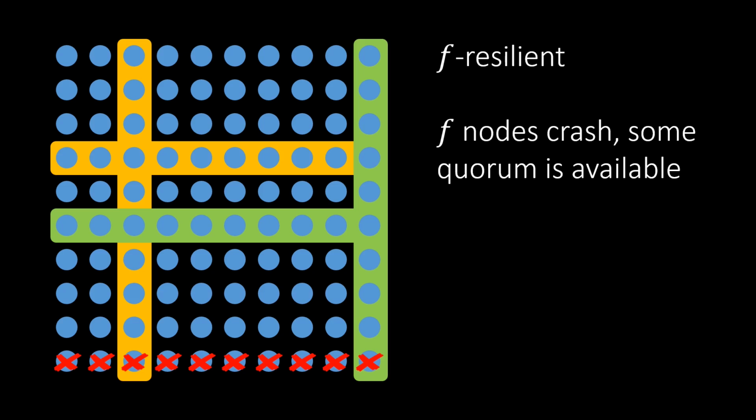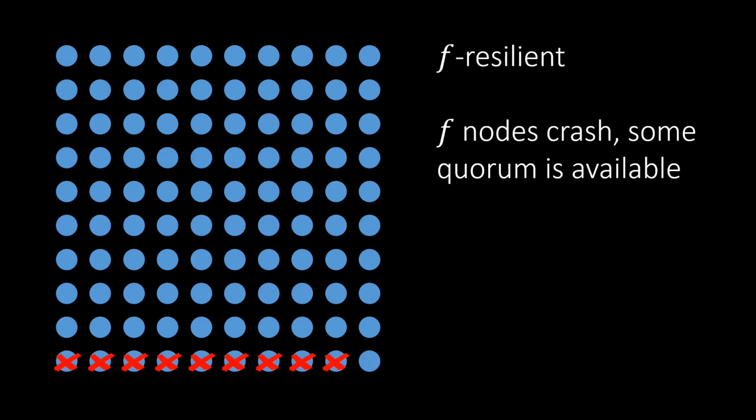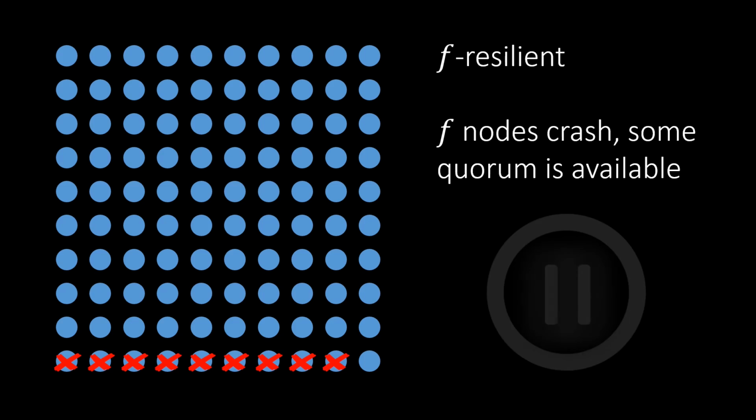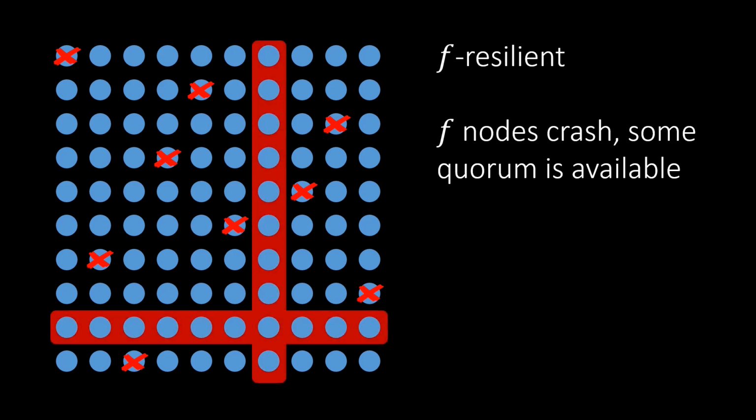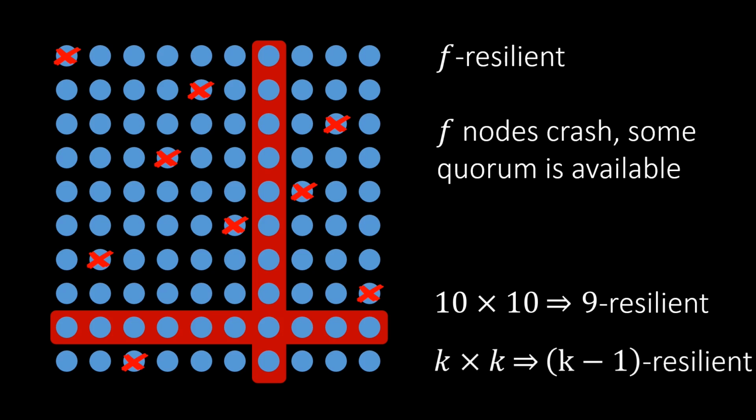But is it 9 resilient? Please pause the video and think about this. If you can only crash 9 nodes in a 10 by 10 grid, then no matter which nodes you crash, at least one row and at least one column must be crash-free. And this row and column is exactly where we can find our unharmed quorum. So we showed that a 10 by 10 grid is indeed 9 resilient. And in general, with the same argument, a k by k grid is k-1 resilient.